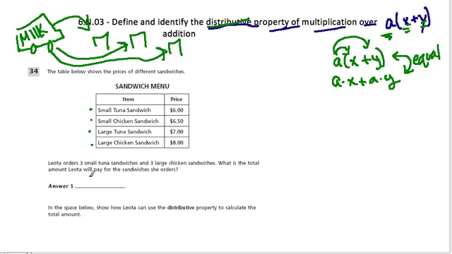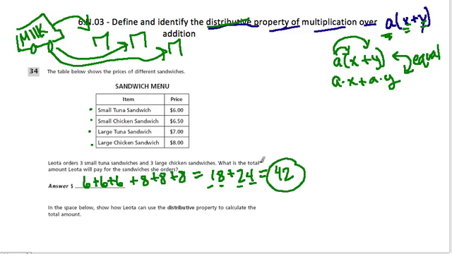So let's say each tuna sandwich is 6 plus 6 plus 6, plus 3 large chicken sandwiches, which is 8 plus 8 plus 8, which is what? Well, this is 18, and this is 24. So you have 18 plus 24. What's that? Well, 20 and 10 is 30. 8 and 4 is 12. So it's 42. So how could we use the distributive property?